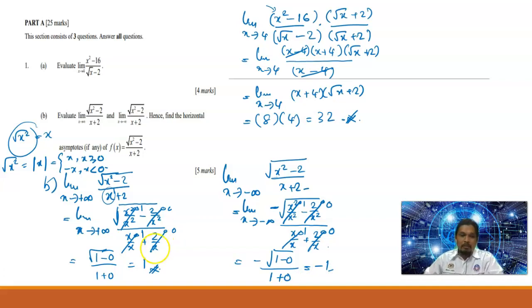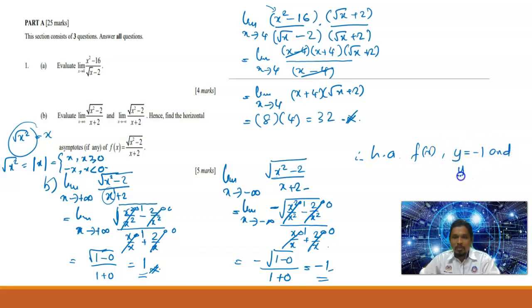So from these two answers, which are 1 and negative 1, we come up with a conclusion that the horizontal asymptote, HA, okay, I write it in short form, HA stands for horizontal asymptote. The horizontal asymptotes for f(x) are y equals negative 1 and y equals 1. Okay, so find the horizontal asymptote, if any. So this is the one: y equals negative 1 and y equals 1.